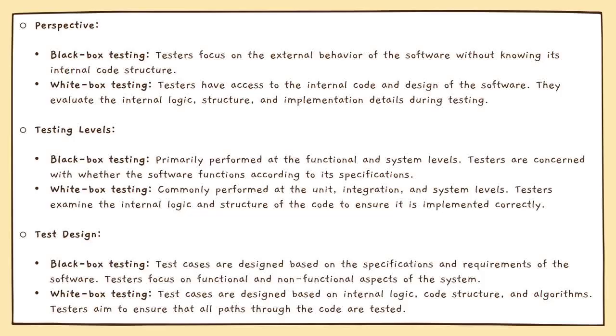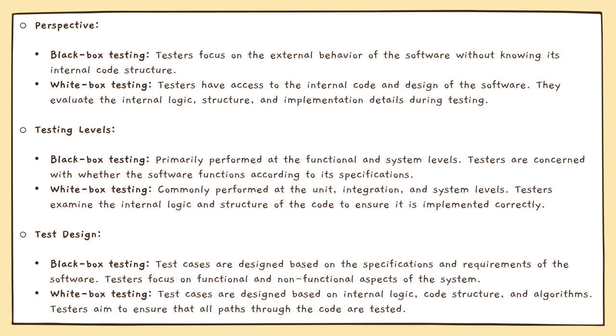Perspective. Black box testing: Testers focus on the external behavior of the software without knowing its internal code structure. Testers treat the software as a black box and evaluate its inputs and outputs. White box testing: Testers have access to the internal code and design of the software. They evaluate the internal logic, structure, and implementation details during testing.